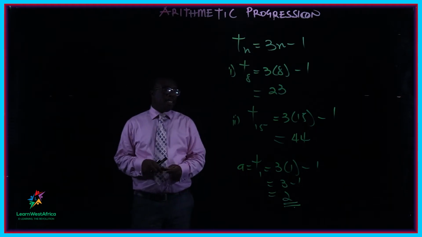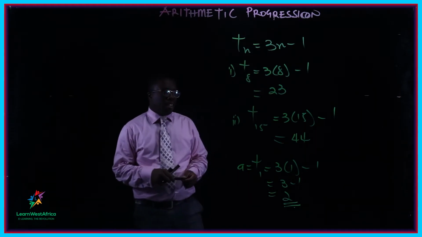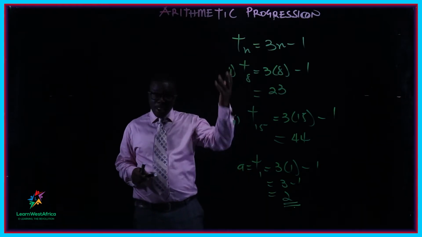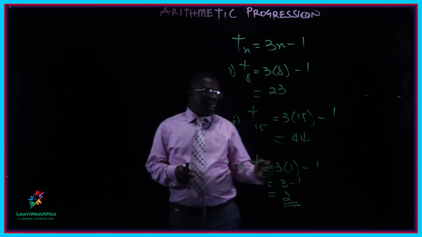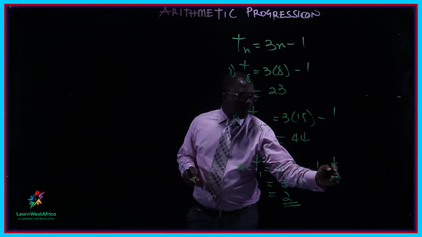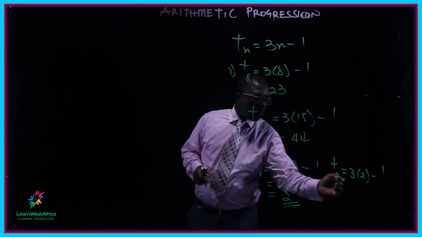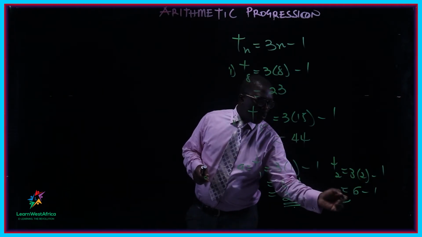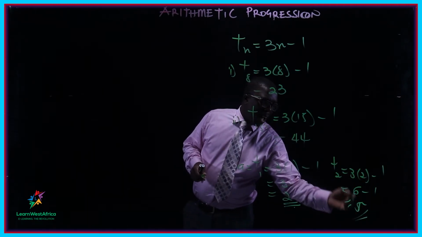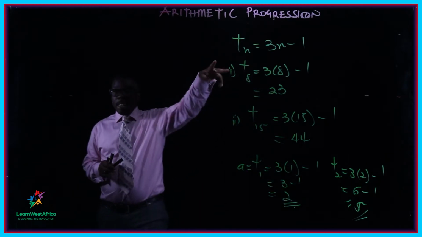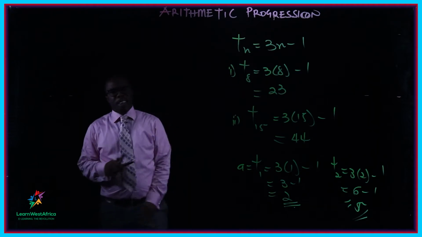Then the other part says that we should find our common difference. The common difference, we can even find the second term, since the general formula is given. What is the second term? So you're going to have T2 will be 3 into bracket 2 minus 1. That's going to give you 6 minus 1. And you have 5. Are we okay? So the second term by the general formula of the AP is 5.